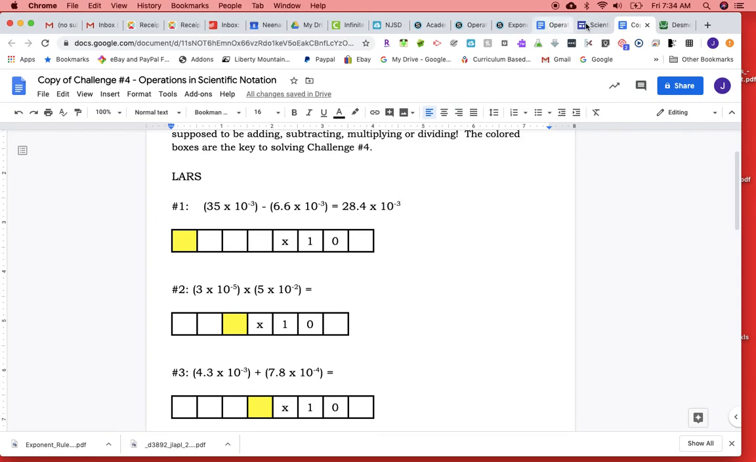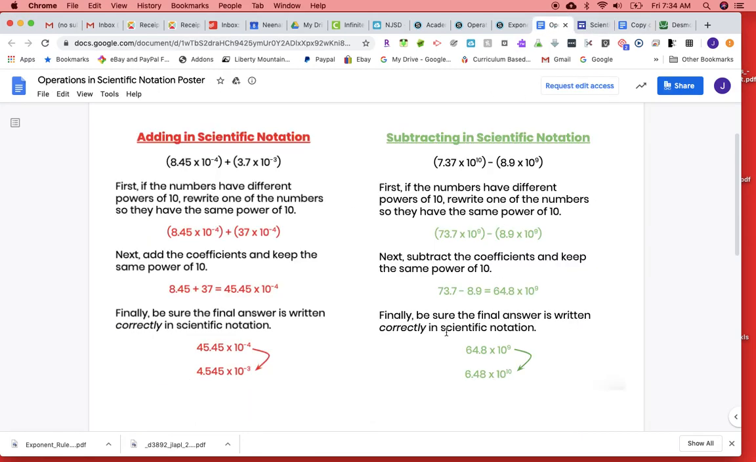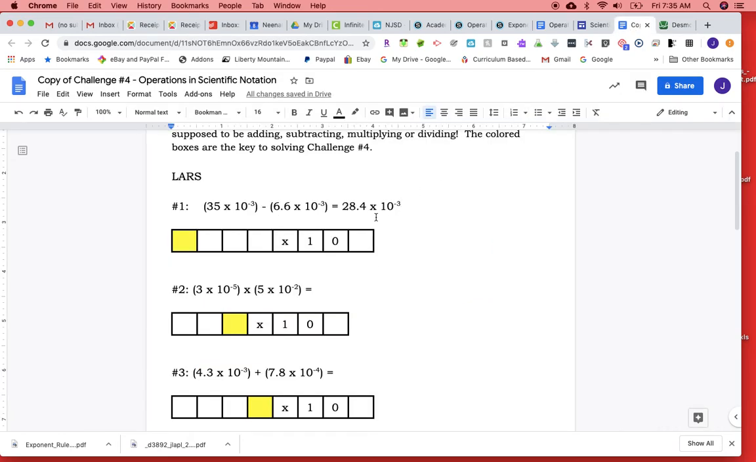Our last step in our document says finally make sure that the final answer is written correctly in scientific notation. To know that, our coefficient in front has to be between 1 and 10. In this case, it was 64. 64 is too big, so they had to move their decimal. Let's take a look at ours. We have 28. 28 is too big, as we need to move our decimal one place to the left.